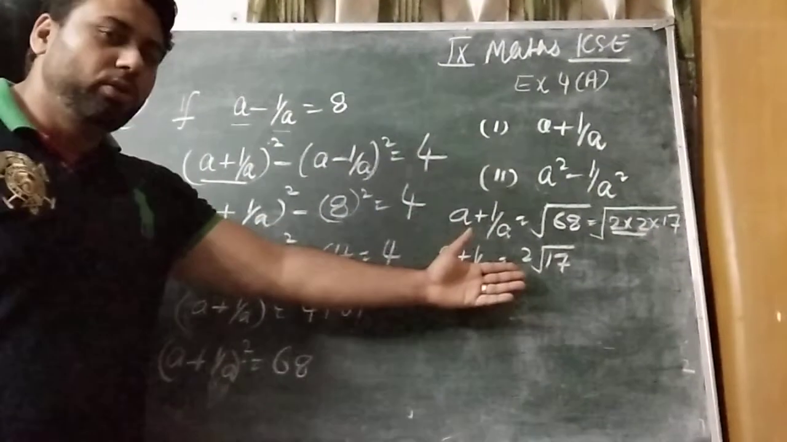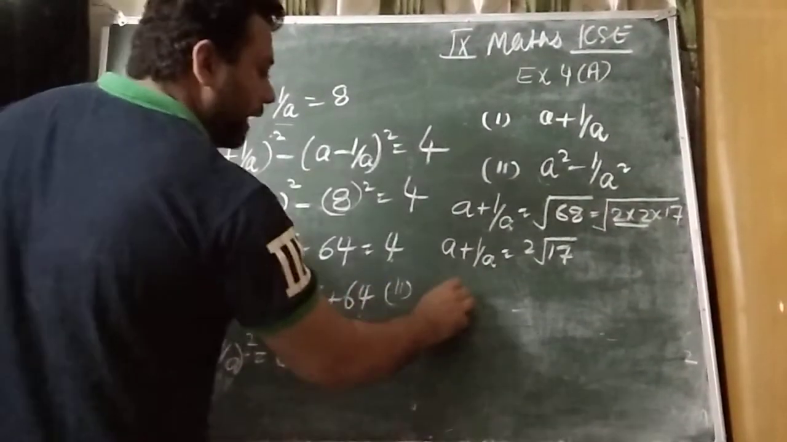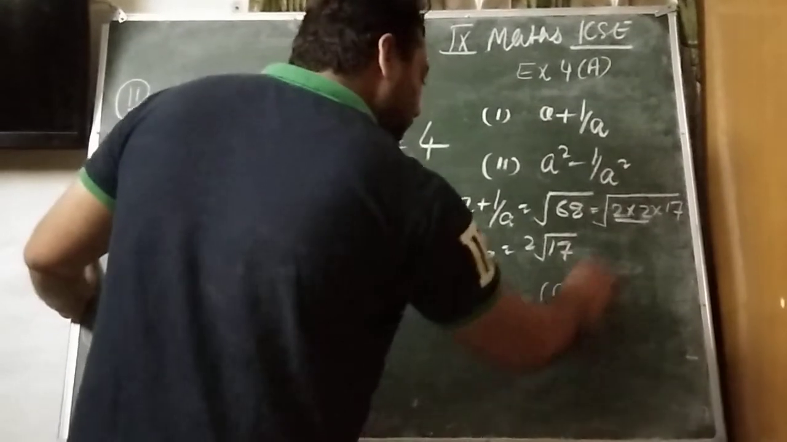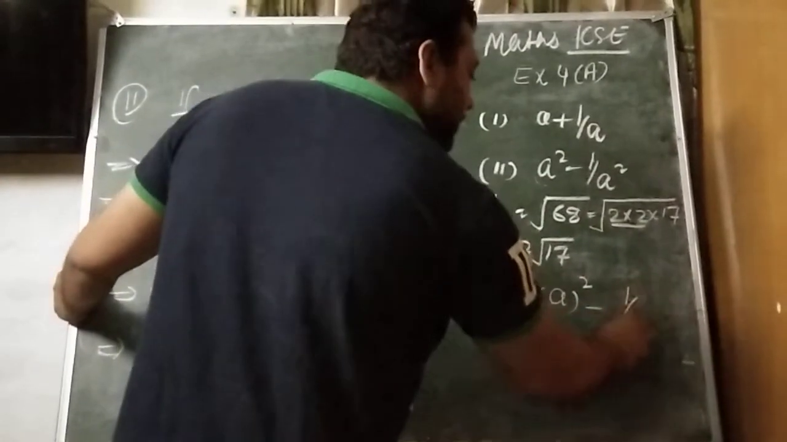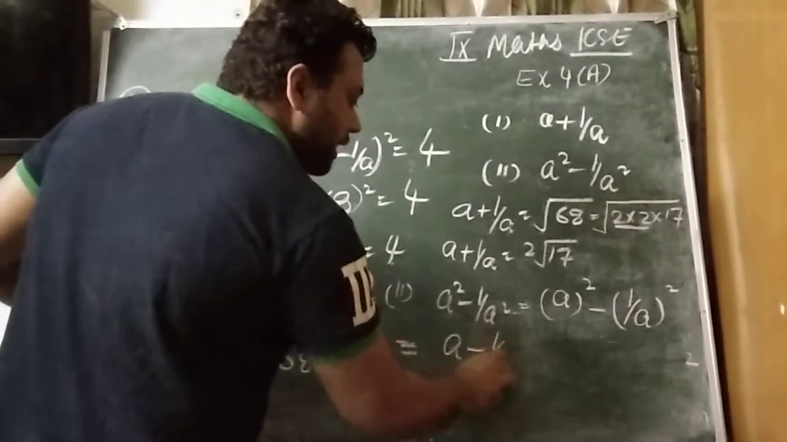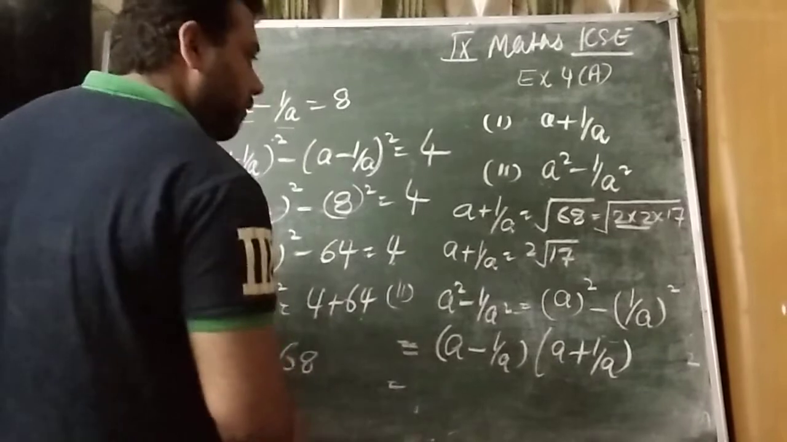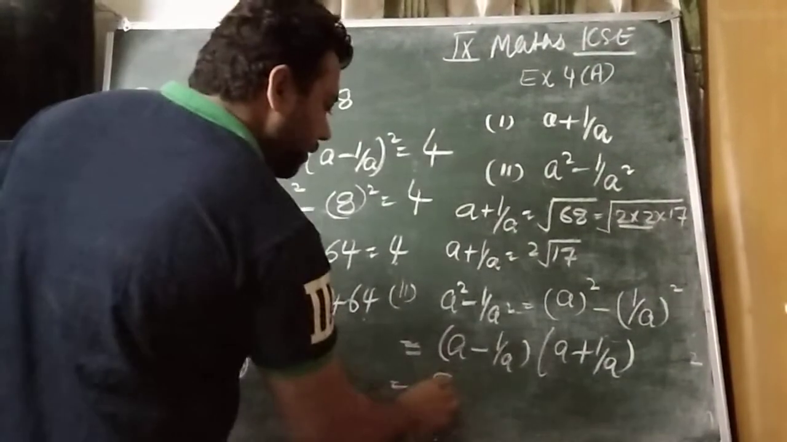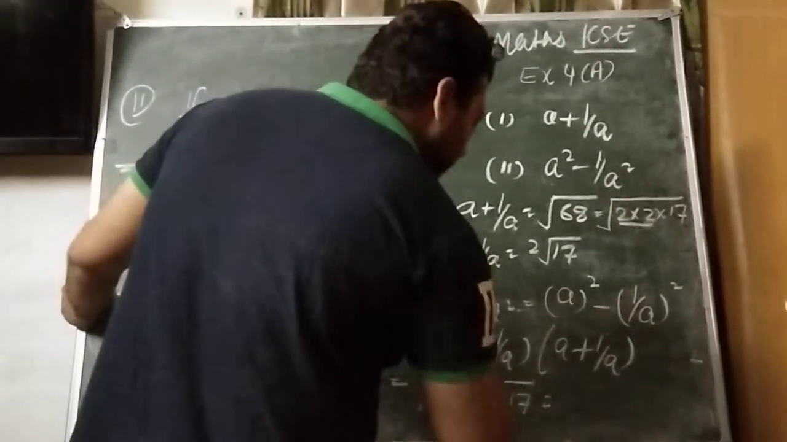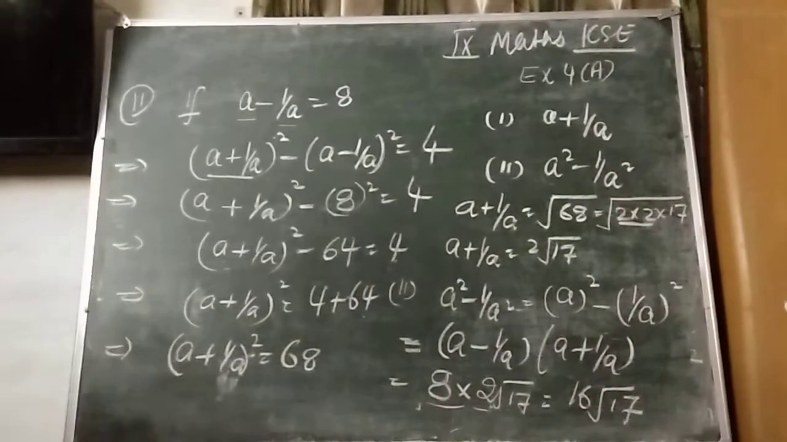अगर आप प्लस माइनस लगाना चाहते हो आप लगा सकते हो, otherwise as it is you can leave. And second part, a square minus 1 by a square. Same formula, a square या x square minus y square. In last question we have done, यानी कि a minus 1 by a एक बार माइनस, दूसरी बार प्लस. What is the value of a minus 1 by a, already given 8, and this value is निकाल ली हम लोगों ने, 2 root 17, 8 times 2 root 17, 16 root 17. So students, please note down this.